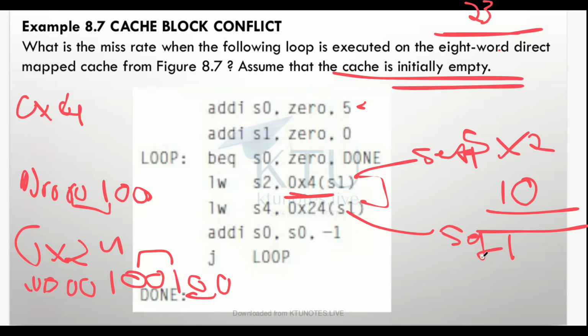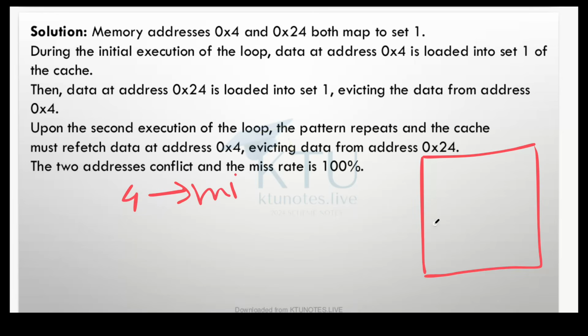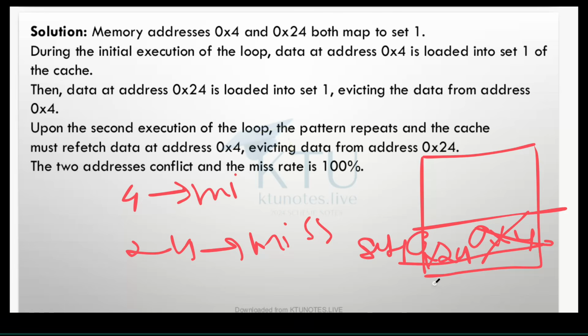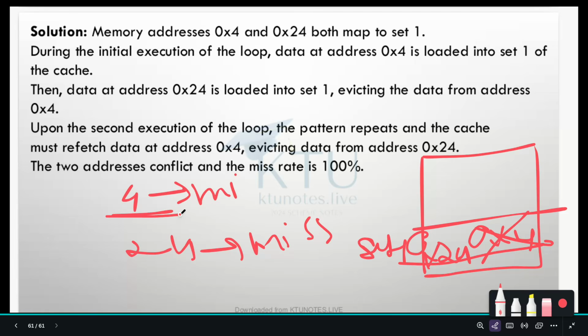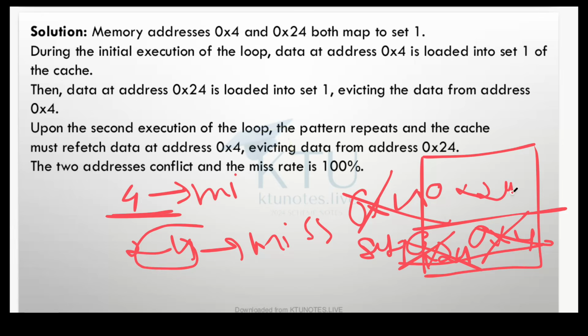So if both of them are going to set 1, in my first memory access I get 4 as a miss. Let's say this is my set 1. In set 1 I will put 0x4. Then 0x24 comes. It is again a miss, so I remove 0x4 and put 0x24. In the next iteration I require 4 again, but set 1 holds 0x24, so I have to remove it and put 0x4. Next I need 0x24, so again I have to remove 0x4 and put 0x24. So in every iteration we get a miss.